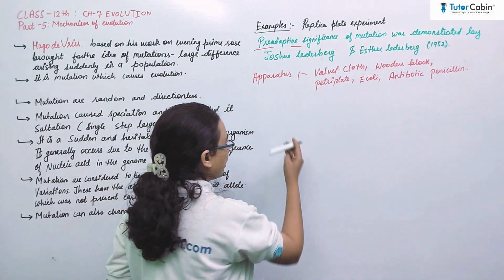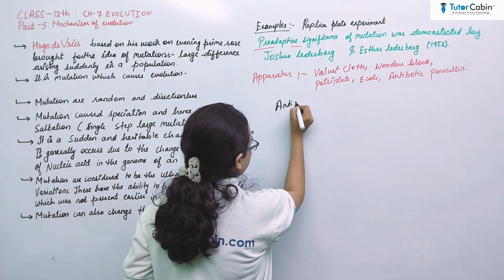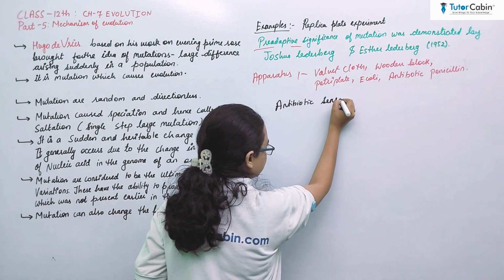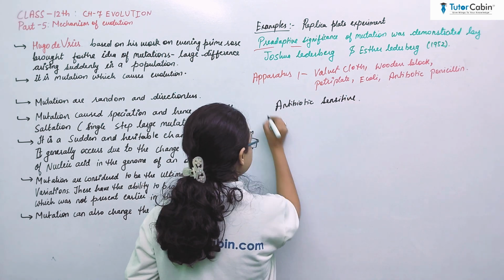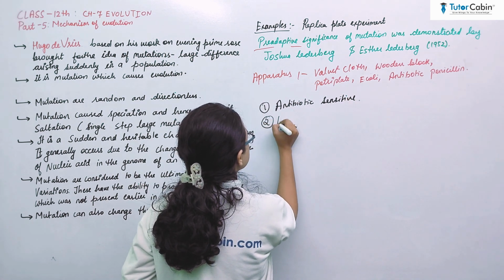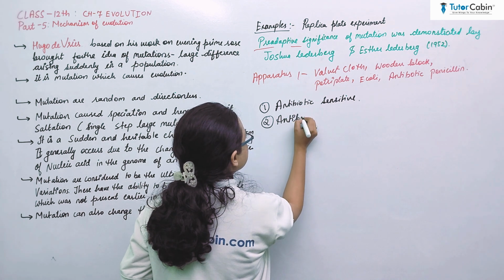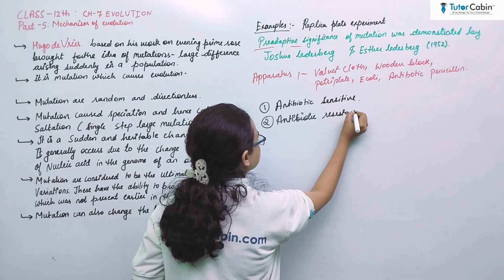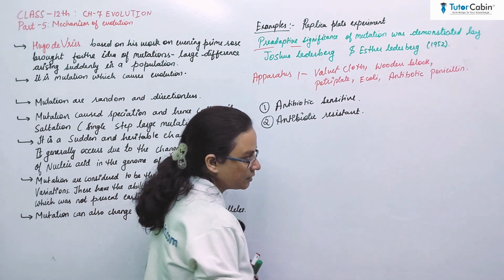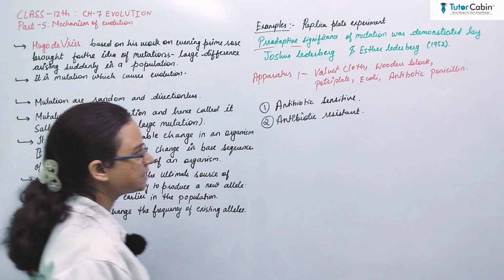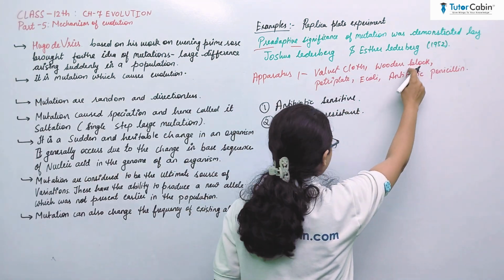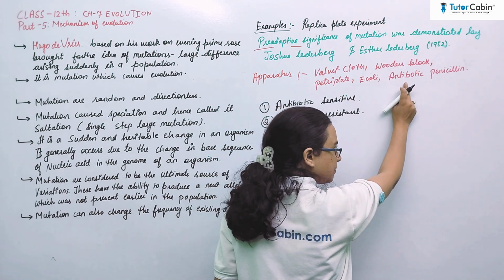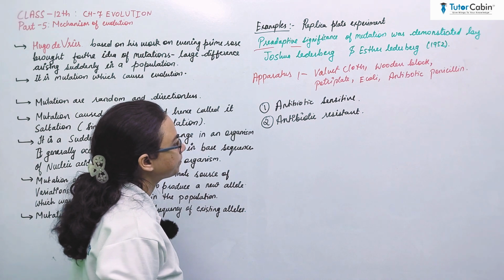By this experiment we studied two kinds of organisms. First is antibiotic sensitive, and the second is antibiotic resistant. The apparatus of the experiment is velvet cloth, wooden block, petri plate, E. coli organism, and the antibiotic penicillin.